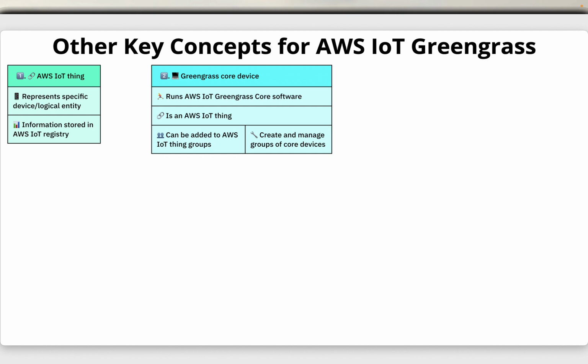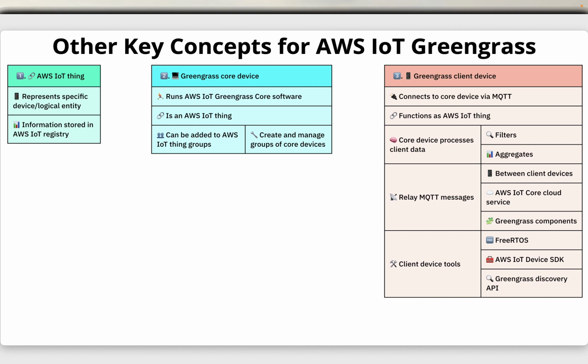Greengrass core device: a device that runs the AWS IoT Greengrass core software. A Greengrass core device is an AWS IoT thing. You can add multiple core devices to AWS IoT thing groups to create and manage groups of Greengrass core devices.